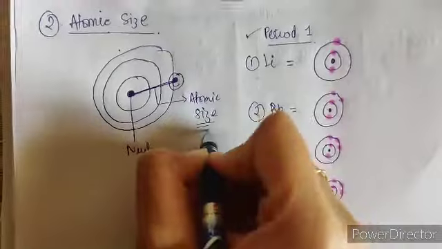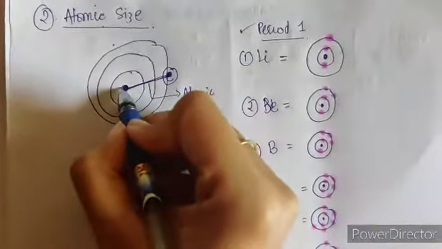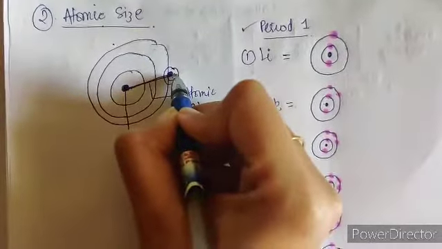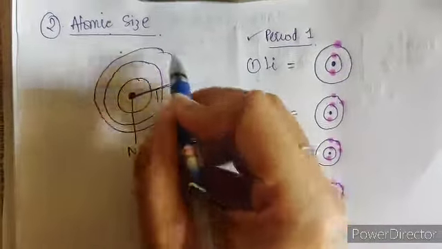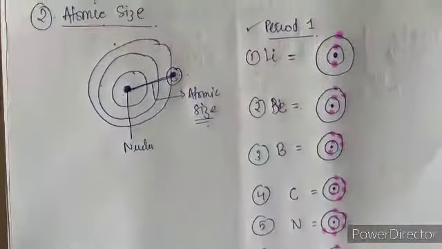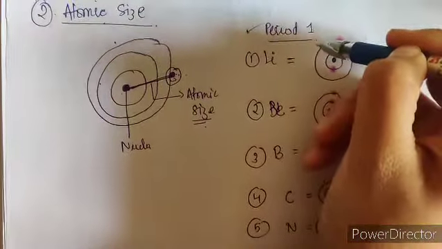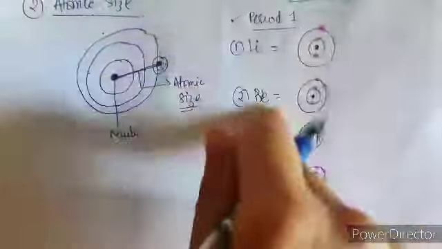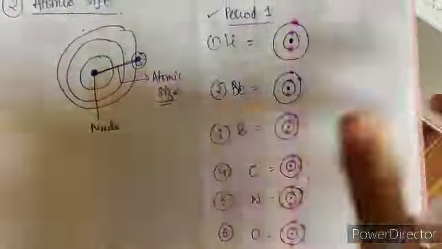So if you want to know the atomic size of an atom, you have to calculate the distance from the nucleus to the electron or to the outermost shell of that particular atom, and you will get to know its atomic size. So now we have to see the trend. What will happen when we are going across the period? I have just written it in this manner because no space was there.